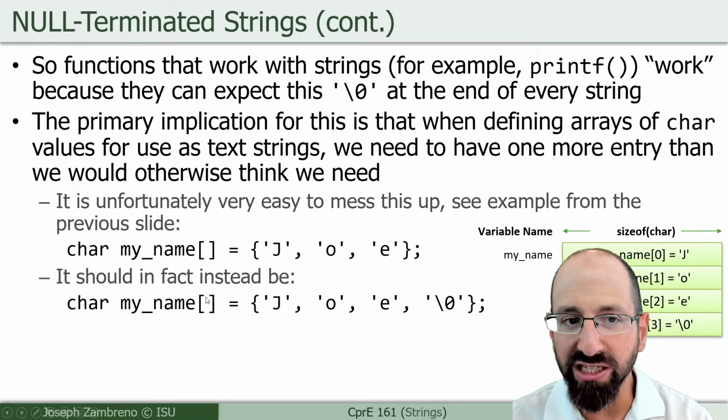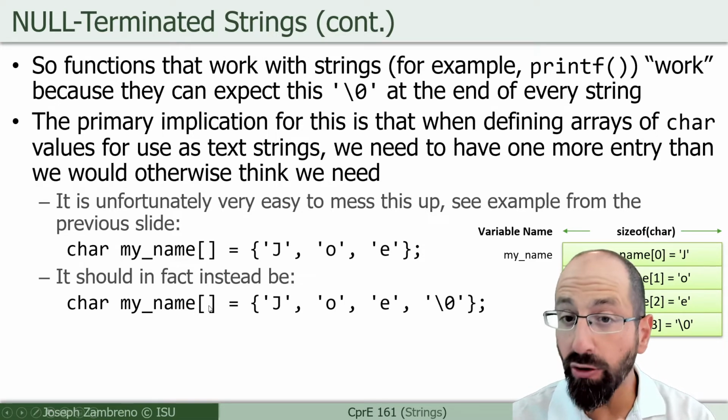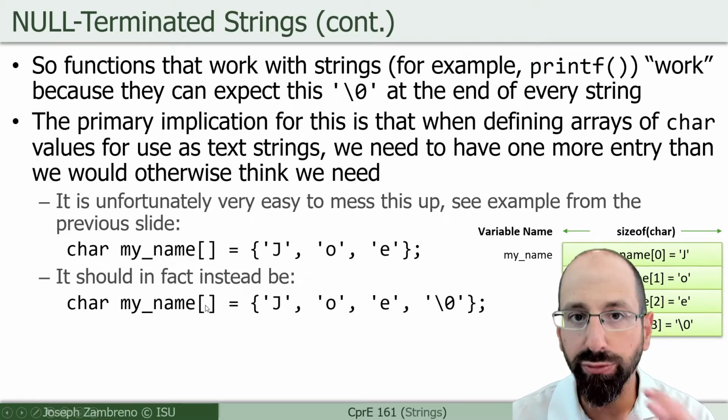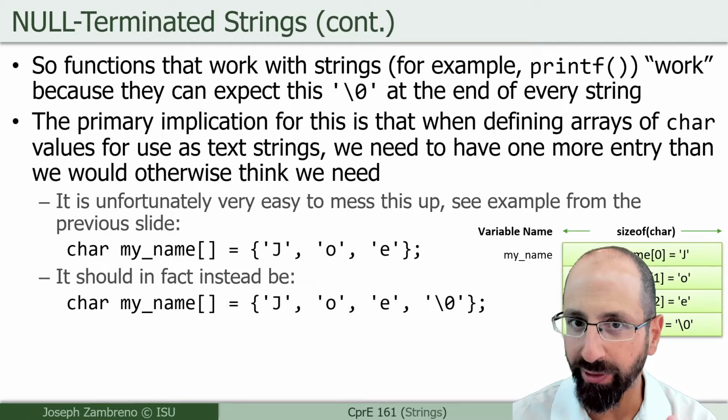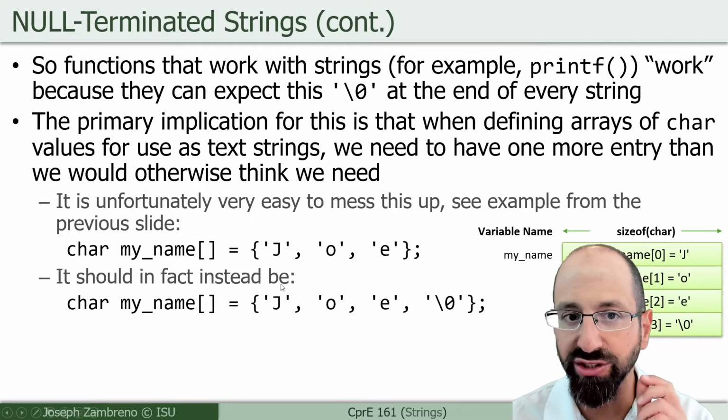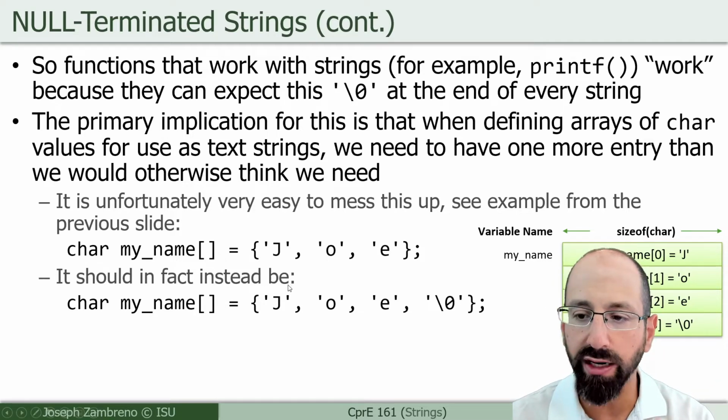I still don't have to be explicit with the length of the array, but to encode a text string with 3 characters in it in C, you need 4 chars, not 3. You need the actual text, and you need a 0 or a null byte at the very end of it.